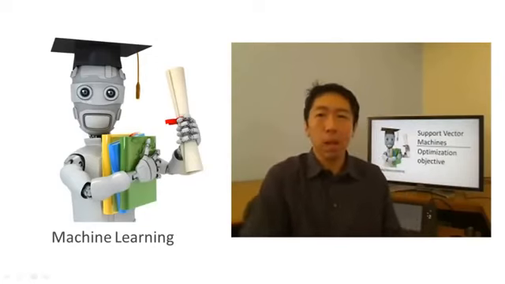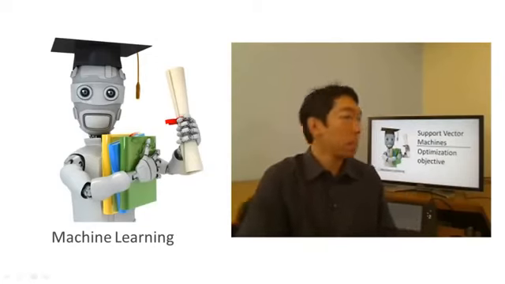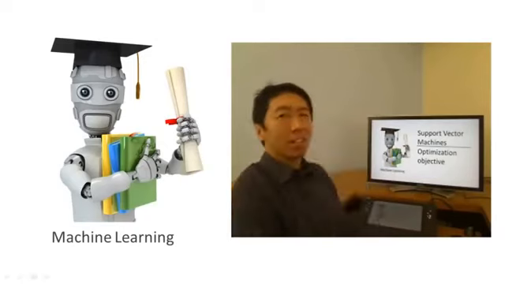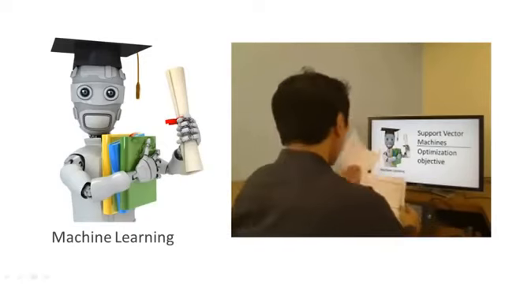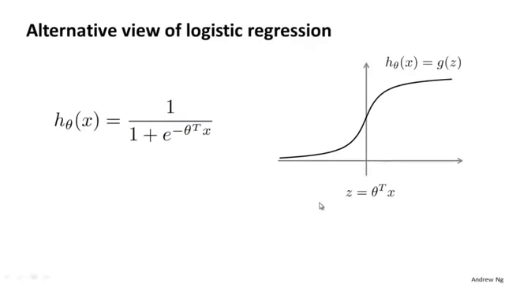Let's say we have a labeled training set of some number of spam emails and some non-spam emails, with labels y equals one or zero. How do we actually build a classifier using supervised learning to distinguish between spam and non-spam?